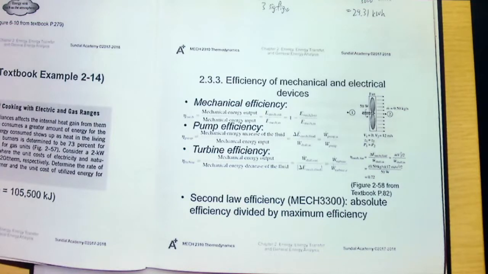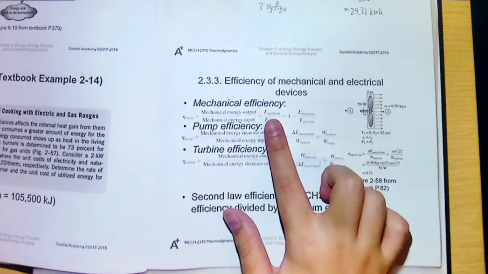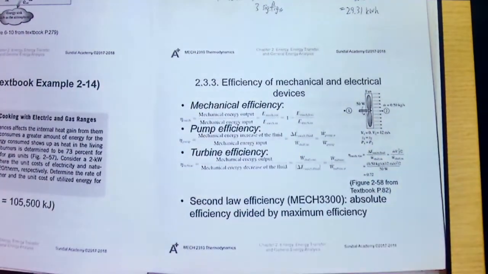Well, this session will give the details of the efficiencies of different commonly seen mechanical and electrical devices. The first term is called the mechanical efficiency, which is used to describe the performance of devices that convert mechanical energy to another mechanical energy. Okay?